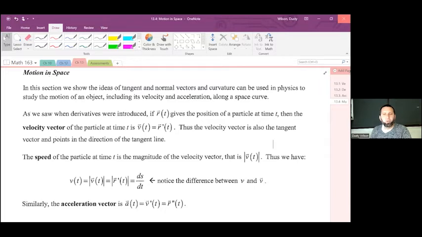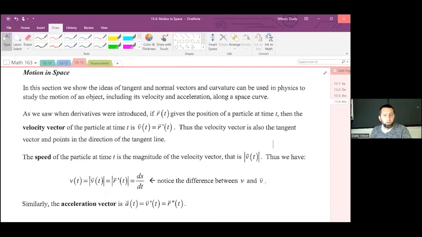As we saw when derivatives were introduced, if r of t gives the position of a particle at time t, then the velocity vector of the particle at time t is v of t equal to r prime of t. That is, the velocity vector is also the tangent vector and points in the direction of the tangent line.